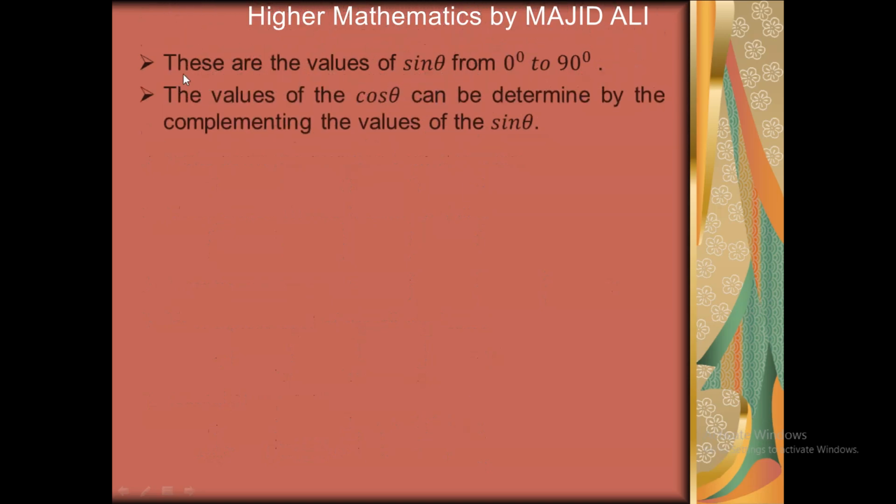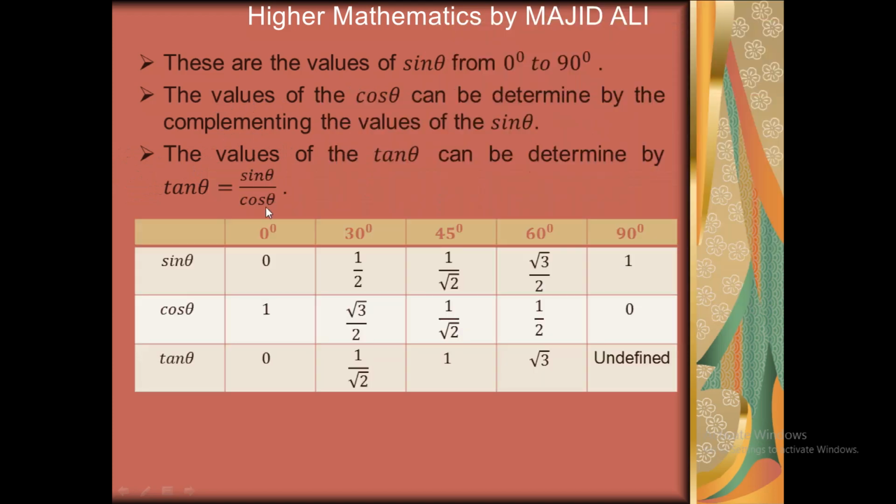This is the value for the first quadrant, 0 to 90 degree. The other values can be determined by complementing the value of sine theta, as we know that sine theta and cos theta are the complement angles of each other. And the value of tangent can also be determined by dividing sine theta by cos theta.